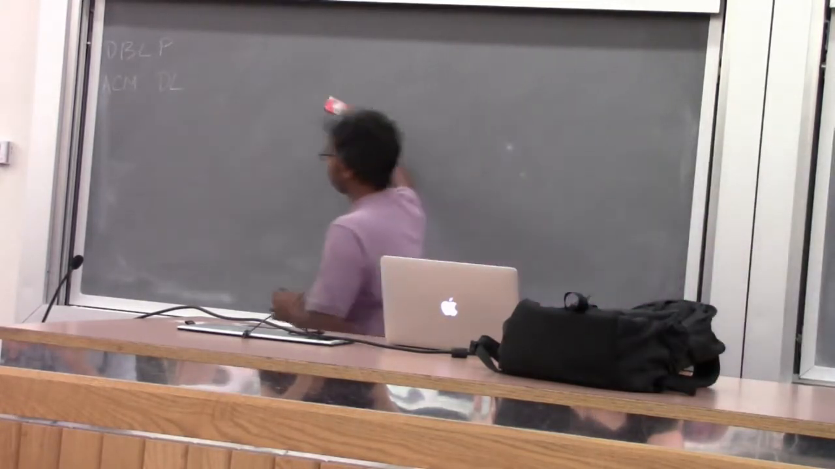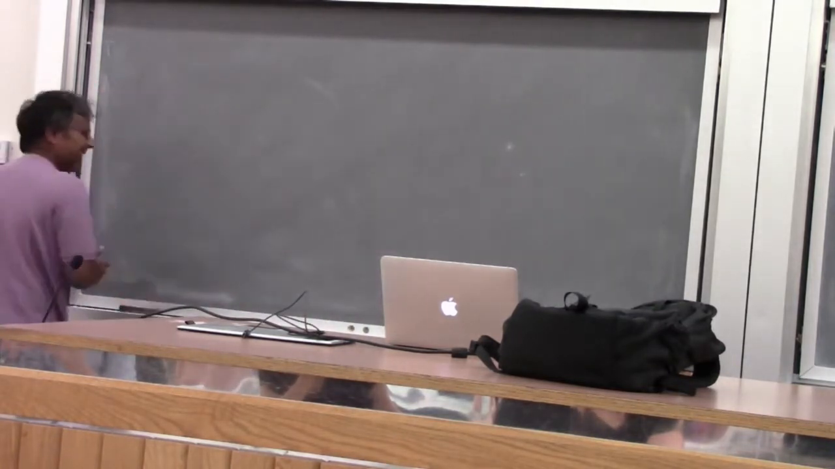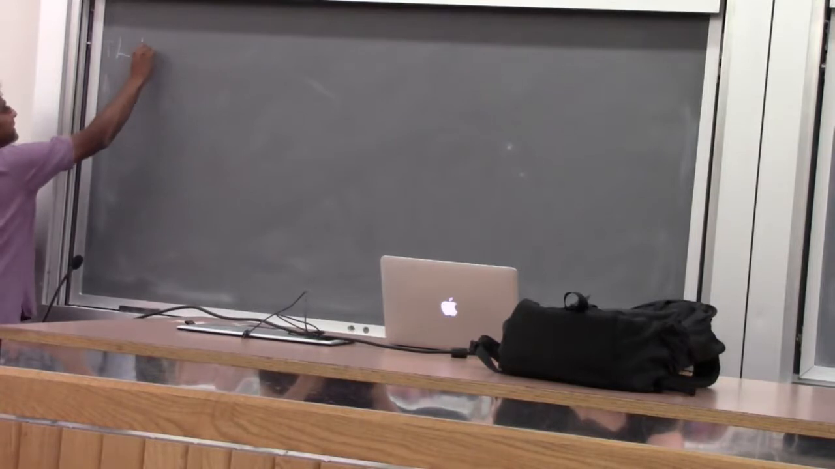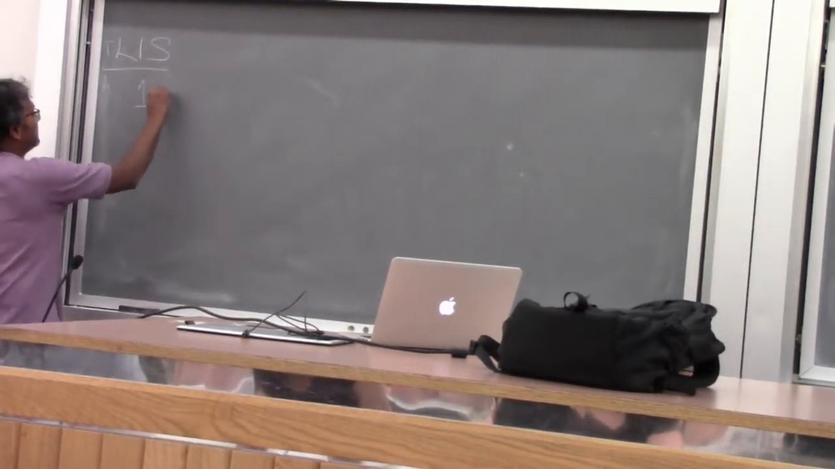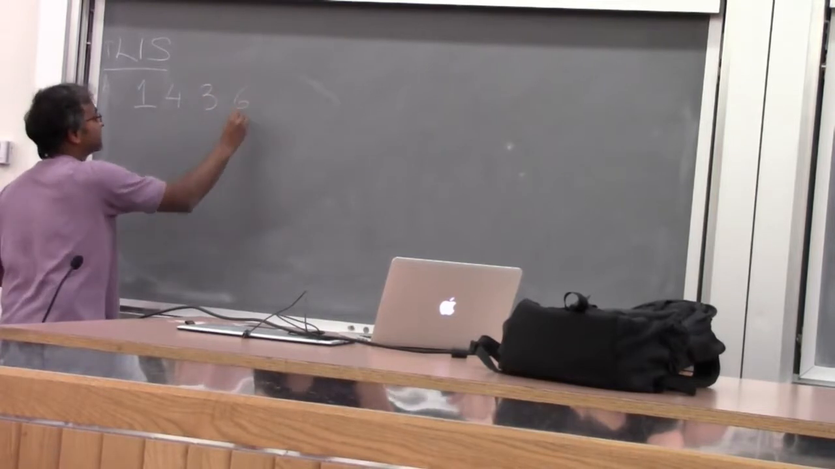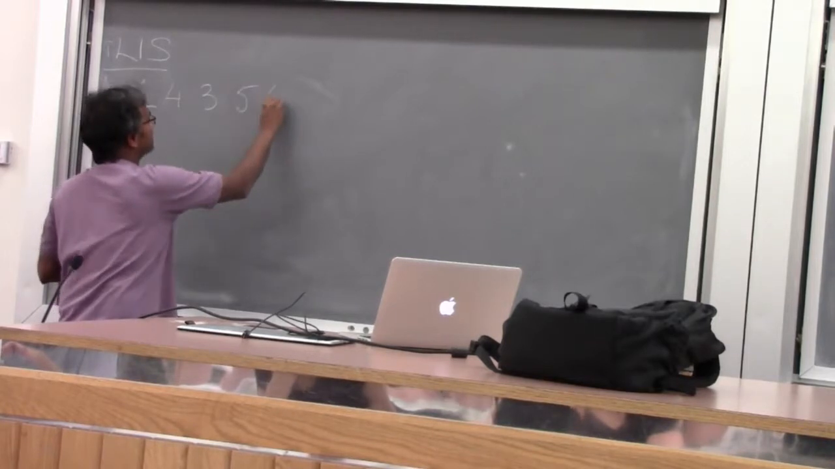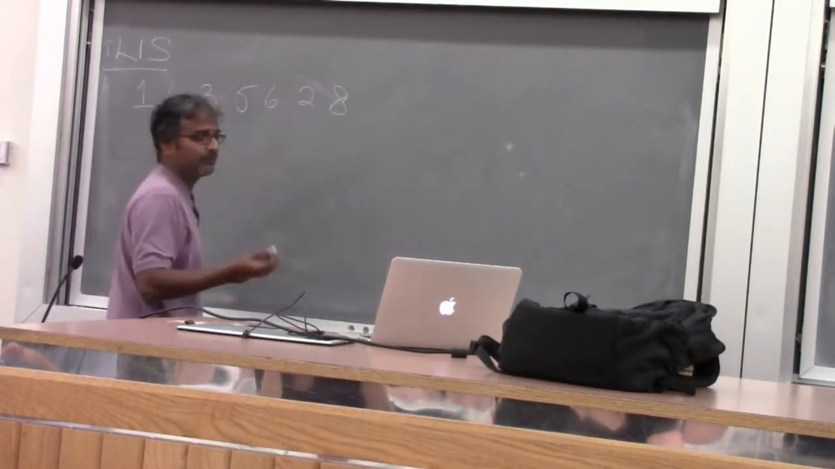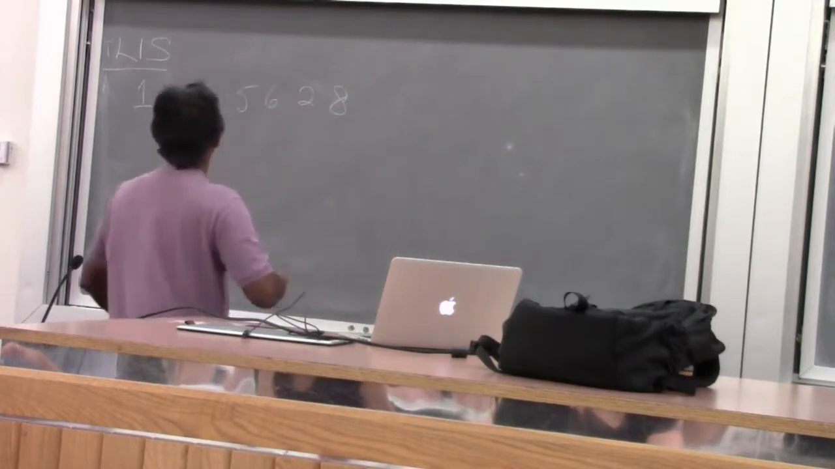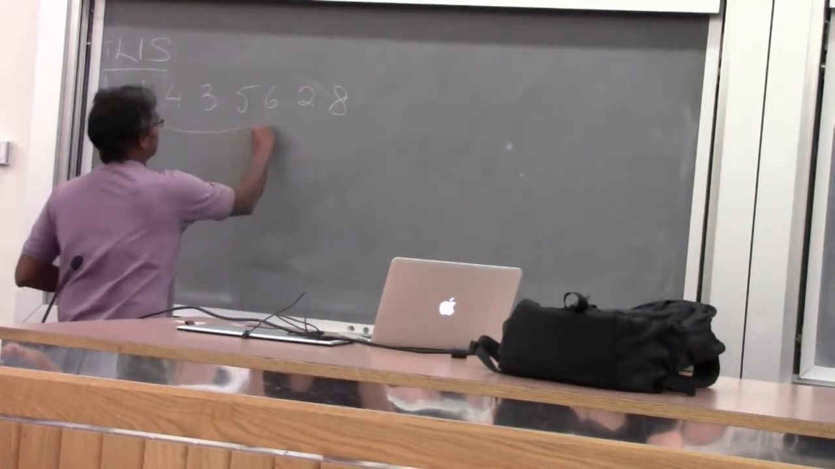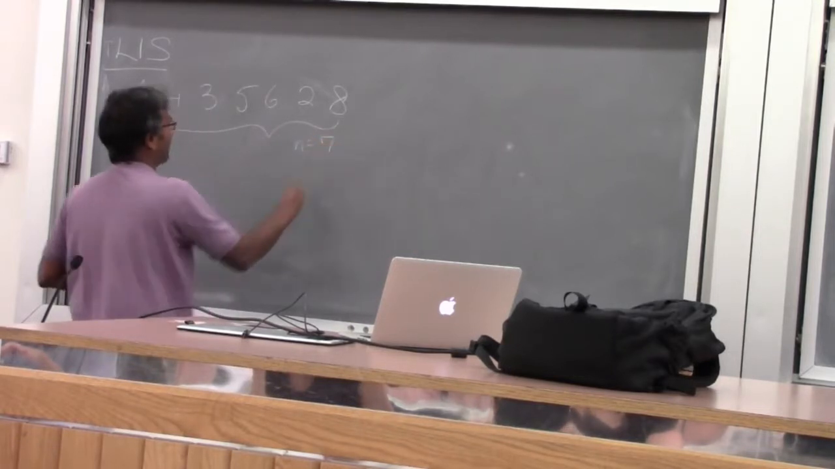increasing subsequence problem. We'll call it LIS for short, longest increasing subsequence. The input to this problem is a sequence, so I have a bunch of numbers. I'm going to write out a simple example here. Let's say I have 1, 4, 3, 6, 3, okay, let's say 5, 6, 2. This is my input sequence. It's of length 7, so n equals 7.